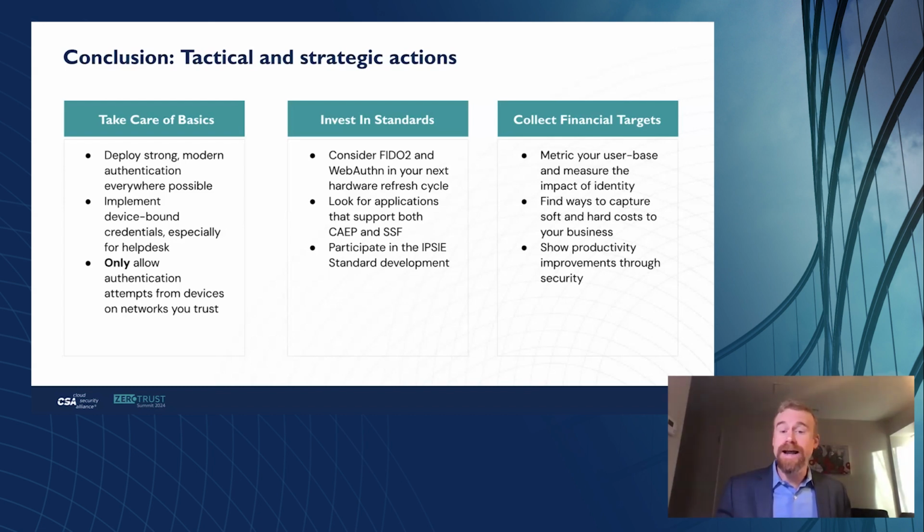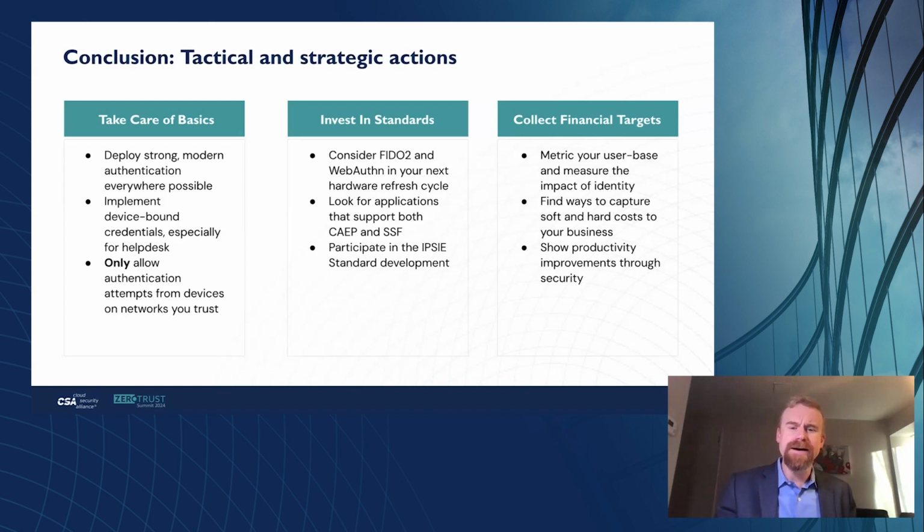We commonly see threat actors using residential proxies or anonymizing services like Tor. There's little reason for your employees to be using these services for real work, so consider blocking those at the front door. As you look towards your technology strategy for 2025, invest in standards. Consider hardware that supports FIDO2 or WebAuthn biometrics in your hardware refresh cycles. Look for applications that support CAEP and SSF and participate in the IPSIE standard development.